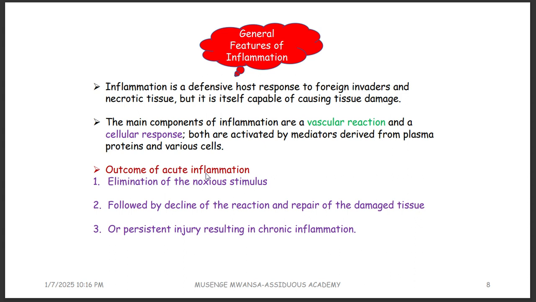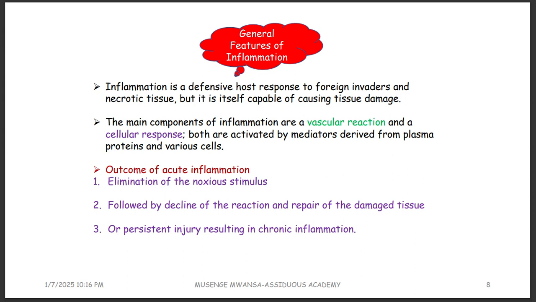The aim after the end of acute inflammation is that the noxious stimulus should be removed, or there can be decline of the reaction and there's going to be repair of the damaged tissue where inflammation was happening. Or the acute inflammation can actually go into chronic inflammation. Now, this doesn't mean that acute inflammation always goes into chronic. Chronic inflammation can also go into acute inflammation.